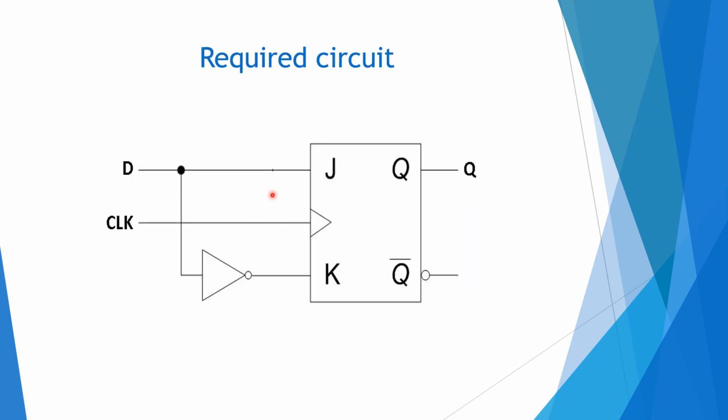So this is the required circuit. We are giving a complement. This I have shown you earlier in the D latch, converting the JK into D latch. The same procedure is followed here. The complement is given by Q1 here, and an inverter is kept here at the K input.